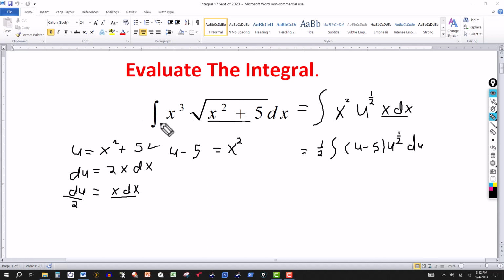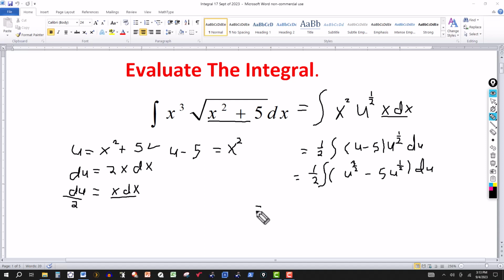So now we have it transformed. Everything is in terms of u. I'll keep the 1/2 here for now. And then we integrate. Well, let's first multiply through by u to the 1/2. So this will be u times u to the 1/2. This will give me u with the exponent 3/2. And then the minus 5 gets multiplied by u to the 1/2. And we still have the integral here.